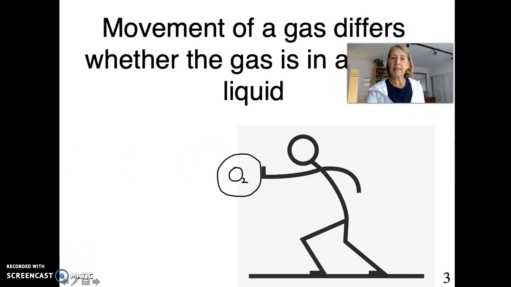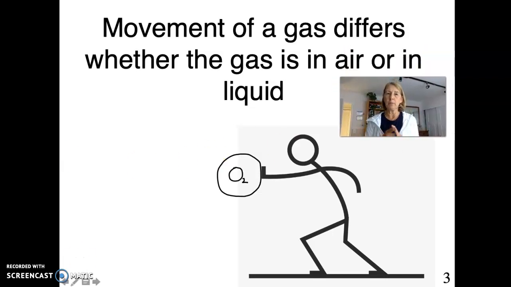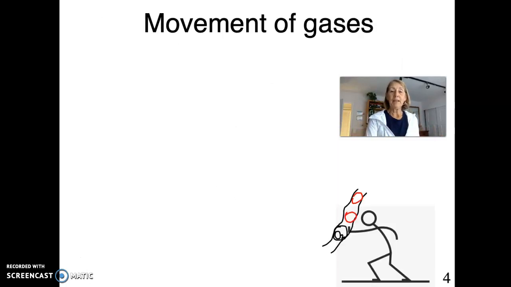So the first big thing that we want to remember is that the movement of gas, oxygen, carbon dioxide, anything, differs whether it's in air or in liquid. And that makes sense, right? If you're trying to move an air bubble in the air or underwater, it's going to be quite different. So we have to bring oxygen in from the air, and then get it into a liquid, which is blood, which is mostly water, and transport it in water. That poses a difficulty.